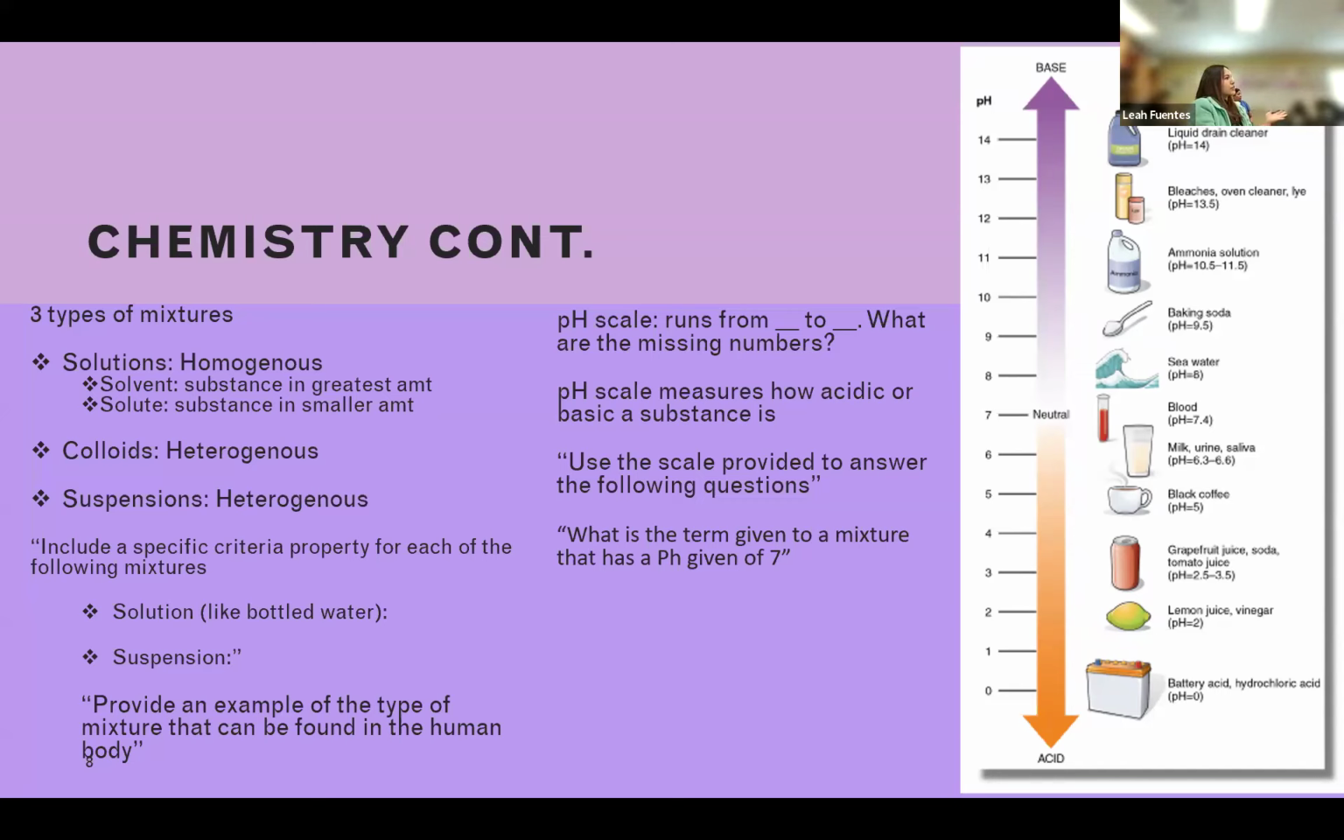The way this will be worded: use the scale provided to answer the following questions, and then it'll ask you a couple questions. What is the term given to a mixture that has a pH of 7? Neutral, good. So you want to make sure you know that 7 is this neutral zone right here. And an example of something neutral in our body is blood. Yeah, very good. So there isn't a ton of chemistry questions on the lab practical. The lecture covers most of it, but it's more putting these into application in the human body.